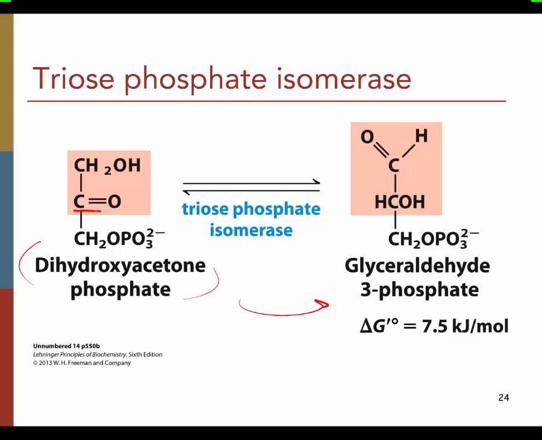Okay, so again, it's just an isomerization reaction. Now we're going from a ketone to an aldehyde. So same idea as before. We're going to have a general base. We're going to have a general acid. We're going to make a cis-enediol intermediate to interconvert the ketone to the aldehyde. And again, delta G is a small number. It's easily reversible.